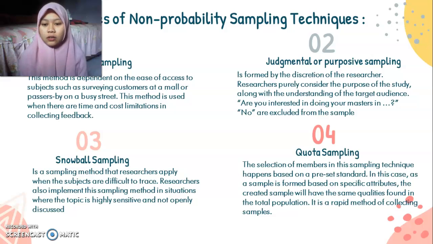And fourth is quota sampling. In quota sampling, the selection of members happens based on a preset standard. In this case, as a sample is formed based on specific attributes, the greater sample will have the same qualifiers found in the total population. It is a rapid method of collecting samples.